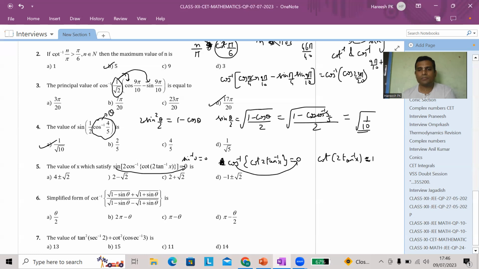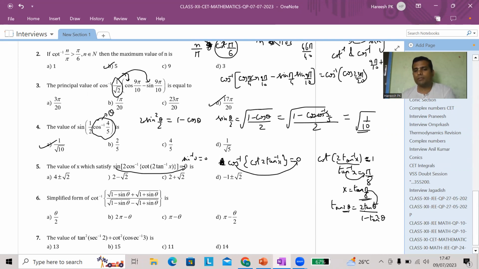That means 2 tan inverse x should be pi by 4, or tan inverse x should be pi by 8. So what is x then? x is tan pi by 8. Now how do I find tan pi by 8? We use the formula tan 2 theta is equal to 2 tan theta by 1 minus tan square theta. And for theta, just substitute pi by 8.